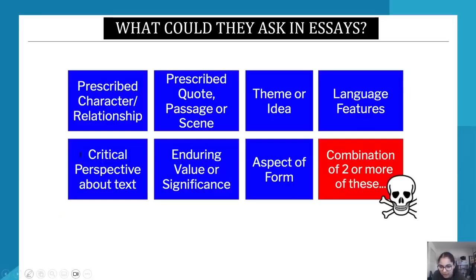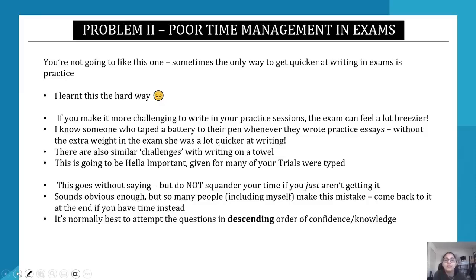All right, where am I? Okay, poor time management in exams. You're not going to like this one. Again, I kind of learned it the hard way.